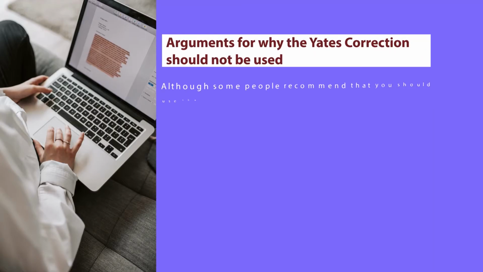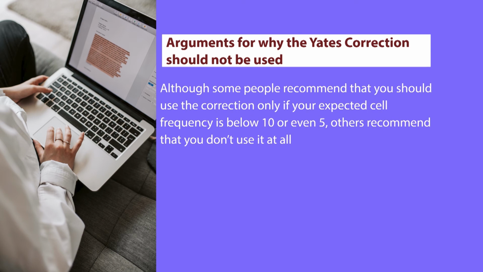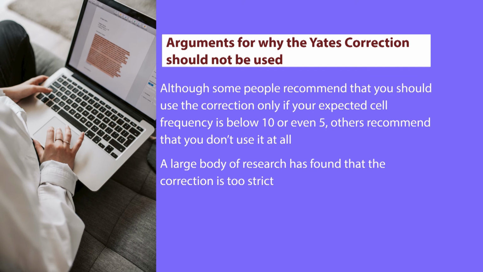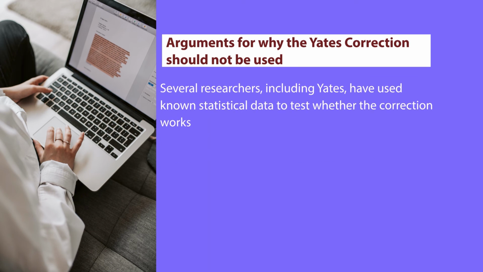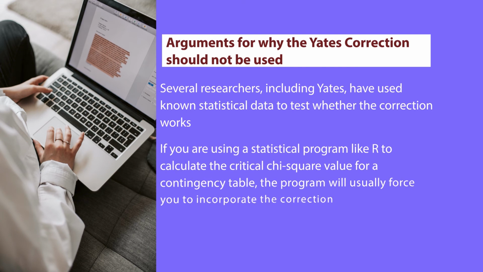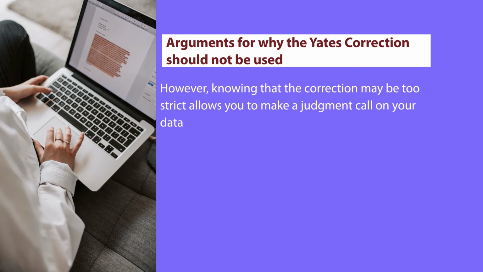Now, the argument for why the Yates correction should not be used. Although some people recommend that you use the correction only if your expected cell frequency is below 10 or even 5, others recommend that you don't use it at all. A large body of research has found that the correction is too strict. Several researchers, including Yates, have used known statistical data to test whether the correction works. If you are using a statistical program like R to calculate the chi-square value for a contingency table, the program will usually force you to incorporate the correction. However, knowing the correction may be too strict allows you to make a judgment call on your data.